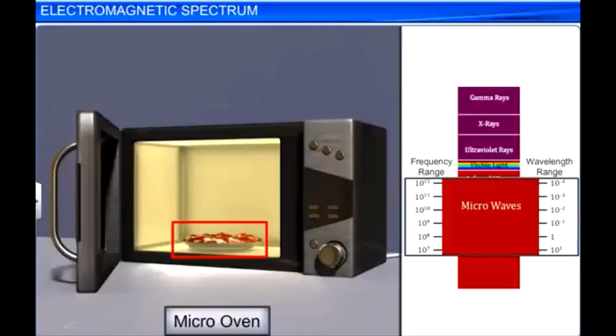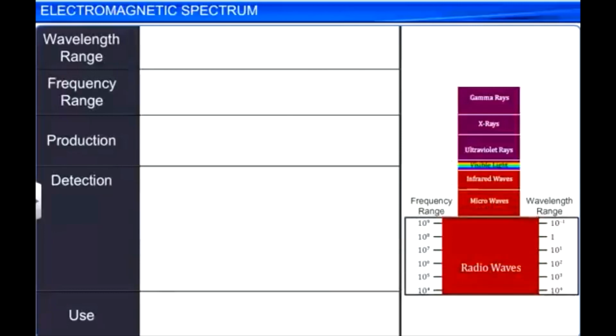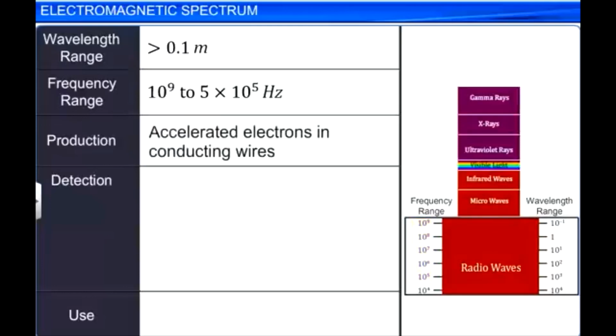Finally, we shall discuss radio waves. The wavelength of radio waves is greater than 0.1 meter. The frequency is in the range of 10^9 Hz to 5×10^5 Hz. Radio waves are produced by accelerated electrons in conducting wires. Radio waves can be detected by receiver aerials. These waves are used in radio, television broadcasting, and communication systems.